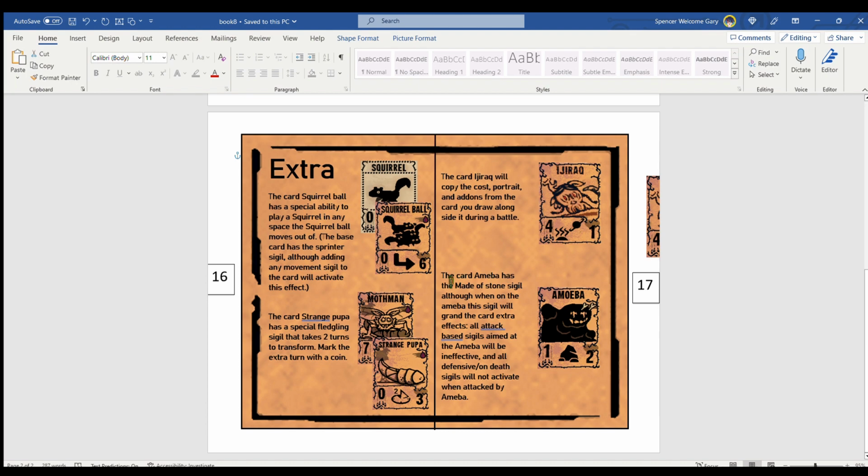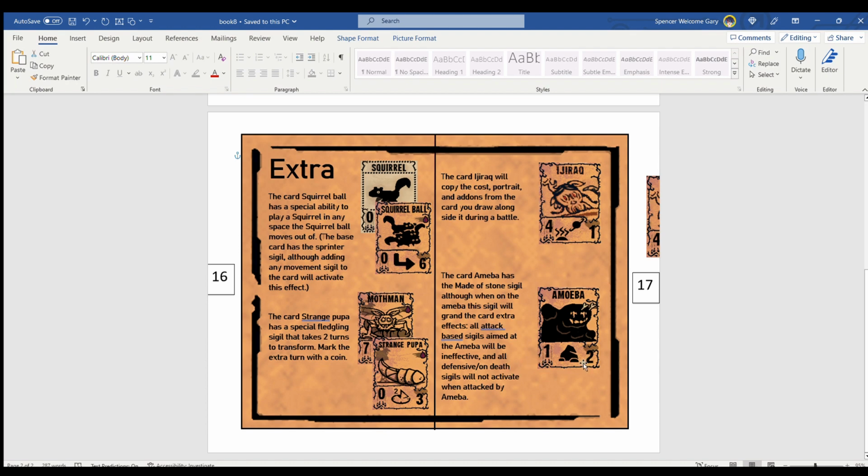And finally, the card Amoeba has a Made of Stone sigil, although when on the Amoeba, this sigil will grant the card extra effects. All attack-based sigils aimed at the Amoeba will be ineffective, and all defensive/on-death sigils will not activate when attacked by the Amoeba. So, for example, if the Amoeba attacked the Ouroboros, it would not be put back into your hand, and it would not gain a +1/+1, because those are both attached to the actual sigil itself, and that's an on-death ability.